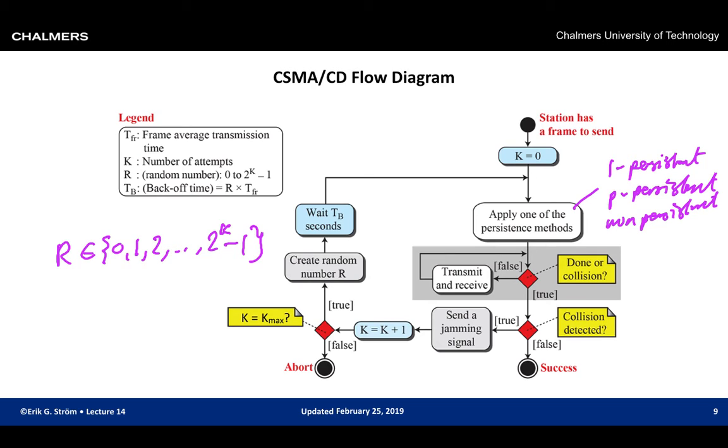It starts with a small maximum backoff and then increases that. It doubles it every time there is another retransmission event. It's called a binary exponential backoff. Okay, any questions?